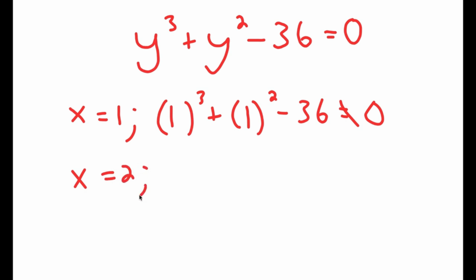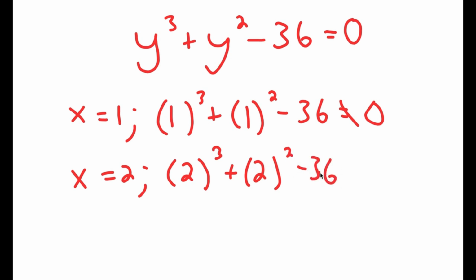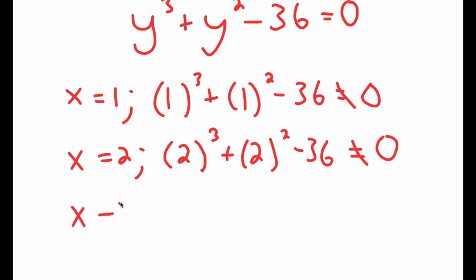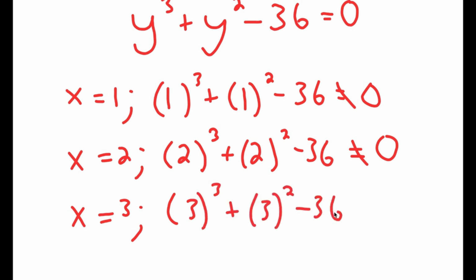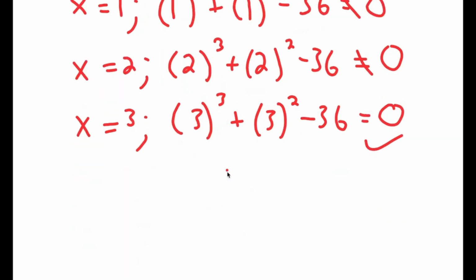For 2, I get 2 to the power of 3 plus 2 squared minus 36, which is equal to 8 plus 4, which is 12, minus 36, which again does not equal 0. Now I try 3, so I get 3 to the power of 3 plus 3 squared minus 36. 3 to the power of 3 is 27. 27 plus 3 squared, which is 9, so 27 plus 9 is 36. 36 minus 36 does equal 0, so this is right, and 3 is the solution.